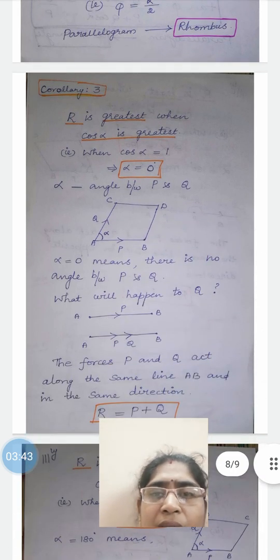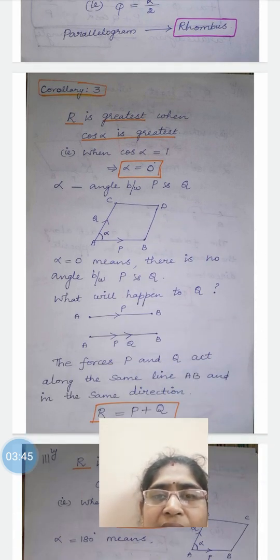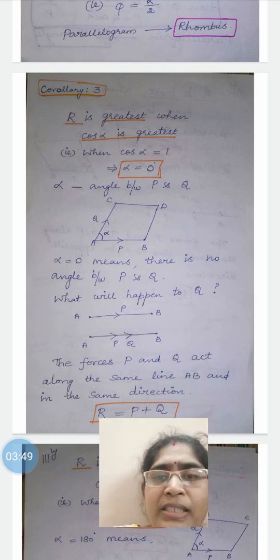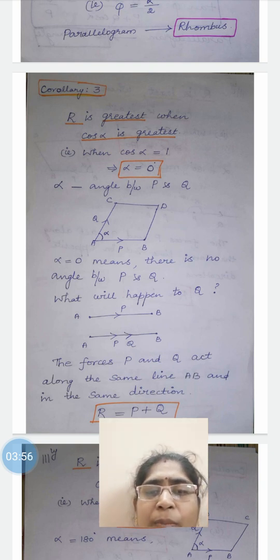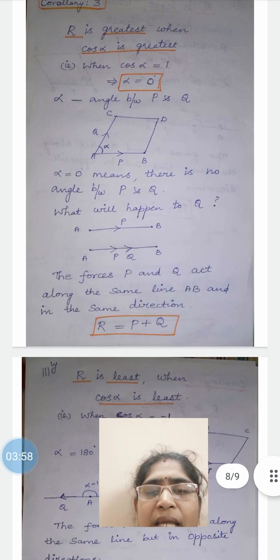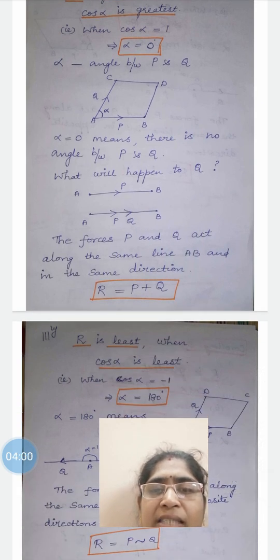Now the corollary 3 is R is greatest when cos alpha is greatest. That means the value of cos alpha is 1. That is alpha is equal to 0. What do you mean by alpha is equal to 0? That means there is no angle between P and Q. Then in this case the forces P and Q, they will act in the same line and in the same direction. In this case our resultant is P plus Q.